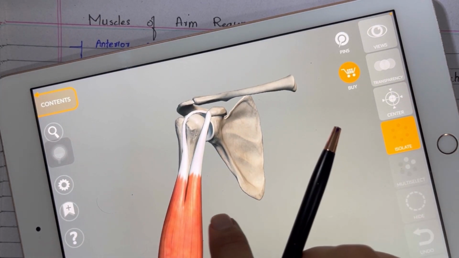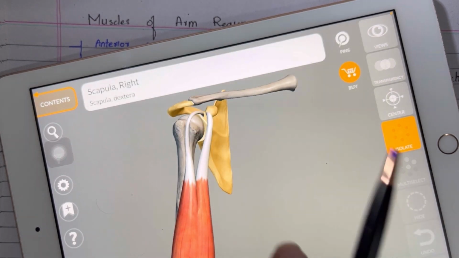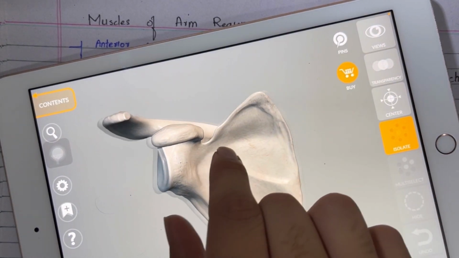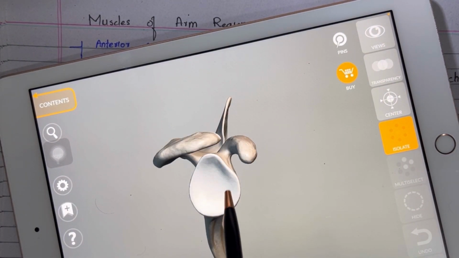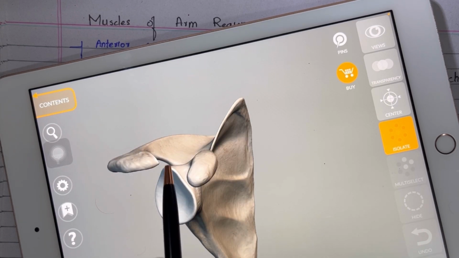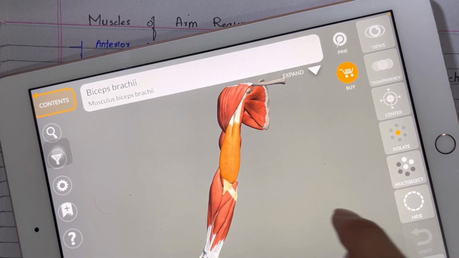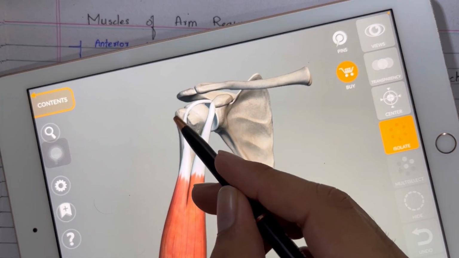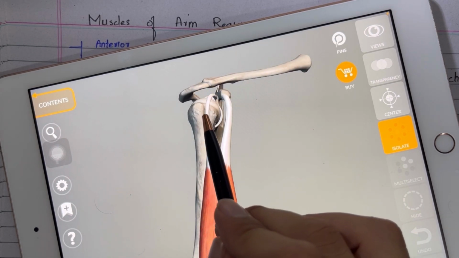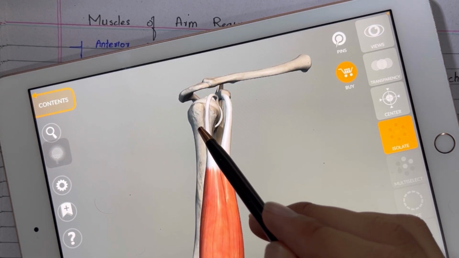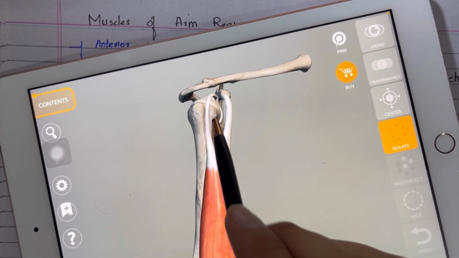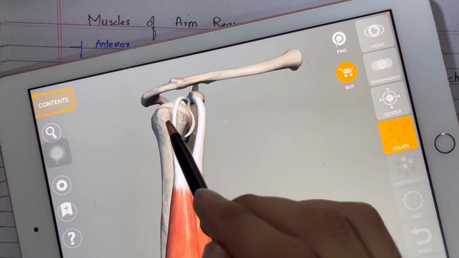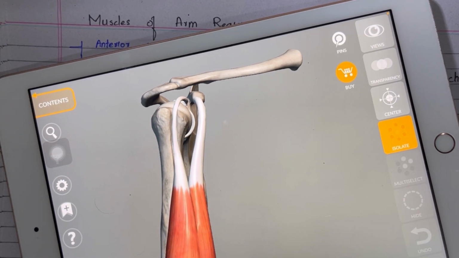The long head originates from the supraglenoid tubercle. This rough elevation here above the glenoid cavity is the supraglenoid tubercle. The long head of the biceps brachii muscle originates from the supraglenoid tubercle and runs inferiorly through the intertubercular groove or the bicipital groove. This path between the greater tubercle and the lesser tubercle is called the intertubercular groove or the bicipital groove. We have discussed it in the osteology of the humerus bone.